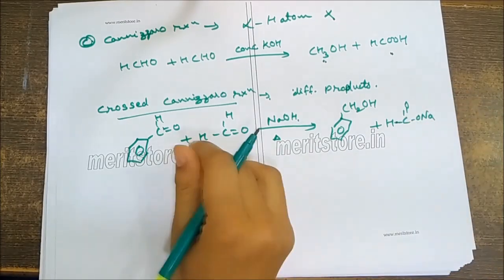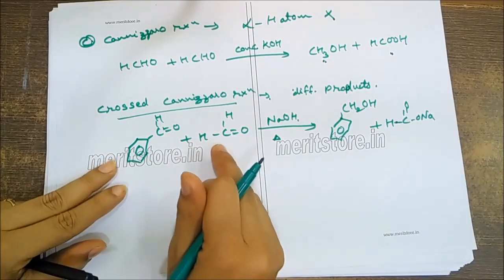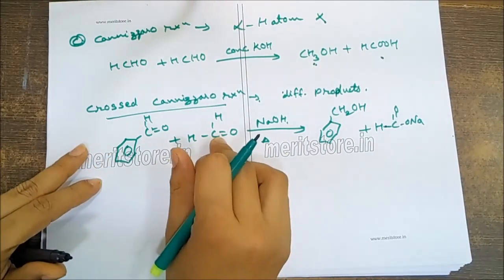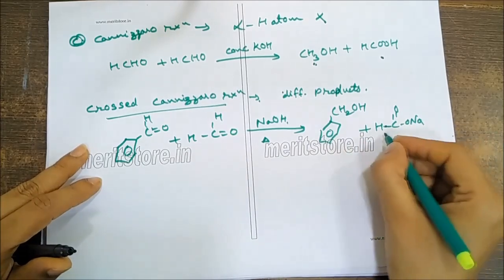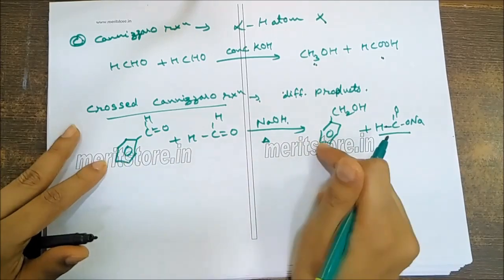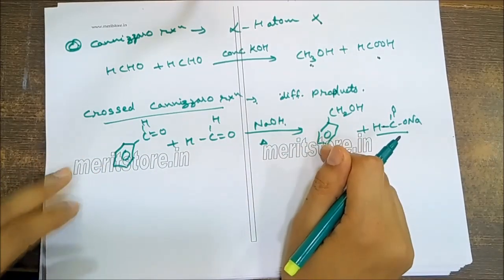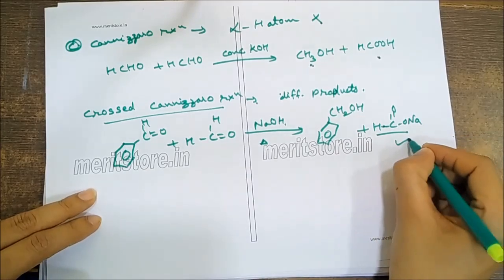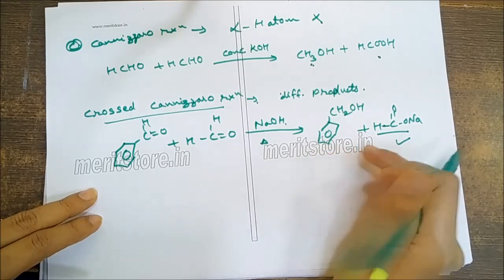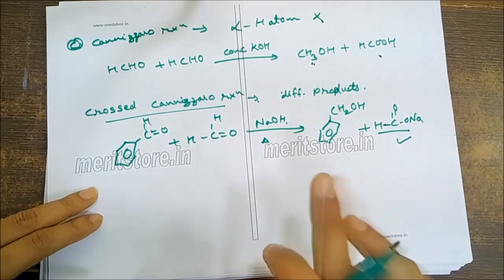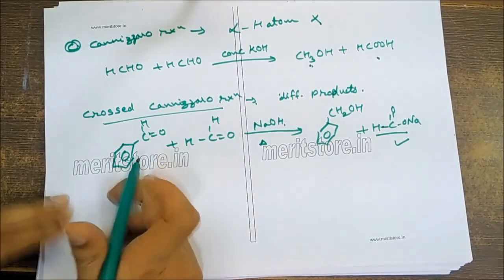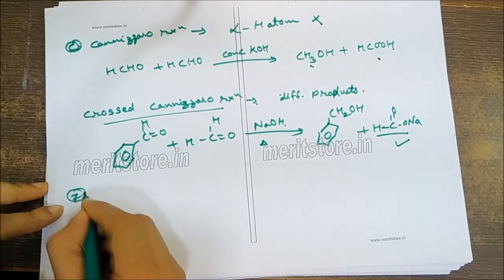So if one aldehyde is formaldehyde, the yield will be the acid of formaldehyde, and the other aldehyde will go on reduction and it will give alcohol. So preferably we will get this product as compared to the acid of this and the alcohol of formaldehyde or methyl alcohol.